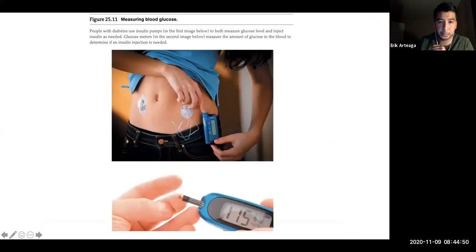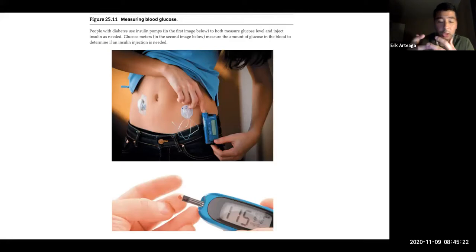Okay. All right, so measuring glucose. So people with diabetes use insulin pumps in the first image below, or you can also inject. Typically, these are a little fancier, but a lot of individuals still inject. So these pumps both measure glucose and inject insulin as needed. So these are quite expensive and quite fancy. Again, they're checking the blood as well as injecting insulin as they go. And this is just a much nicer way to perform instead of injecting and then guessing, right?